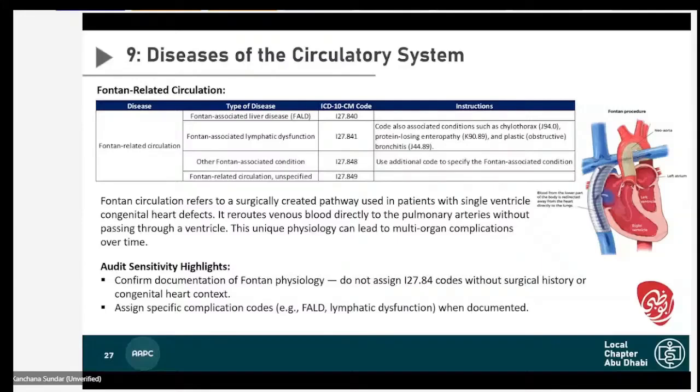So, the audit sensitivity highlight on the circulatory system: confirm the document has Fontan physiology. Maybe there might be a surgical history. You can go ahead and check the surgical history, or whether a congenital heart context is there in the document. You can check that and then progress with coding the Fontan related circulation, along with the complications which have occurred due to this Fontan related circulation.